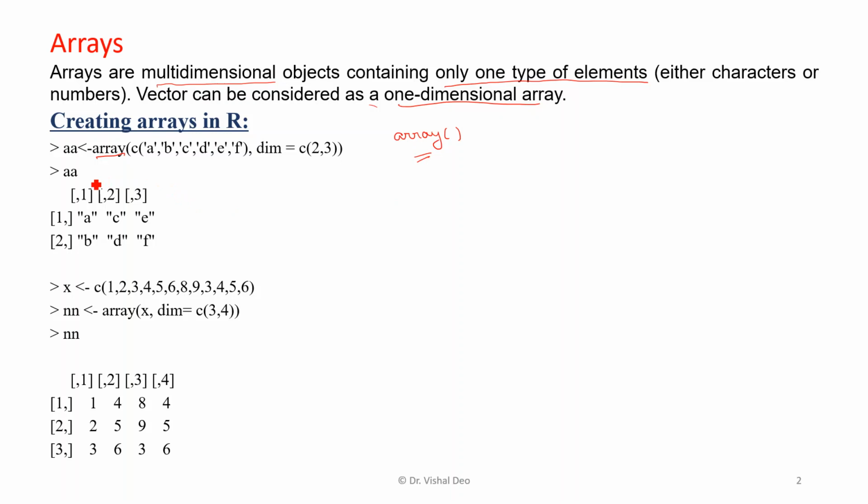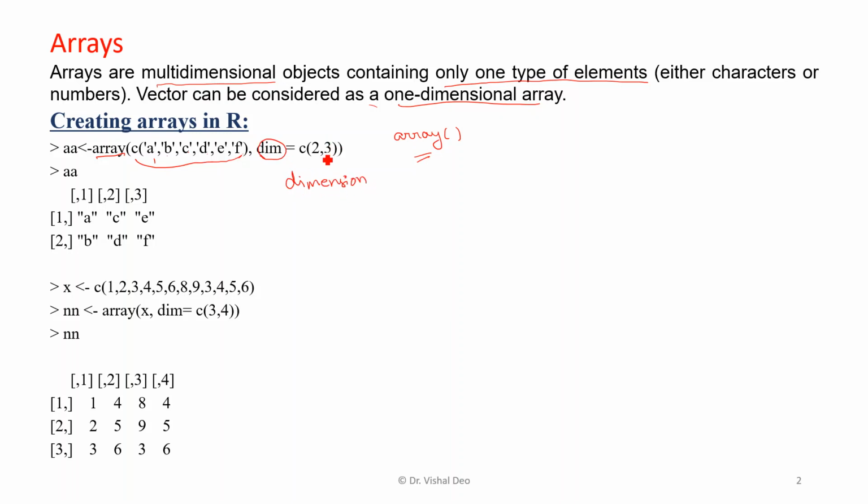For example, as you can see, in the arguments of the function array, the first argument will be the collection of elements which we want to assign to the array. Suppose here we want to define a character array. So here the elements are A, B, C, D, E and F, that is 6 elements, and then we have to define the dimensions of the array. This second argument, dim, is for the dimension of the array.